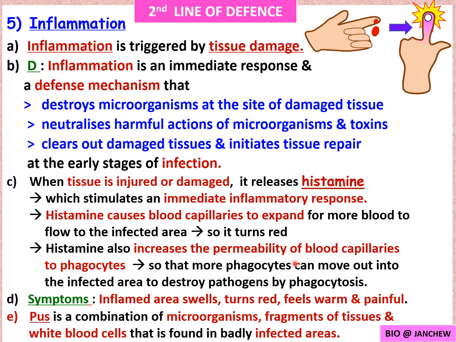So these phagocytes are the neutrophils and the macrophages. Now, macrophages are actually formed from monocytes, all right? And the phagocytes function to engulf and destroy the pathogens by using the lysozymes. So symptoms of inflammation are that the inflamed area will swell, turn red, feel warm and painful.